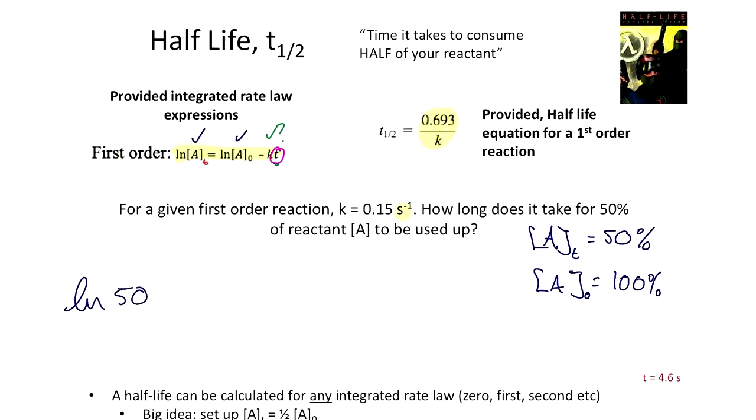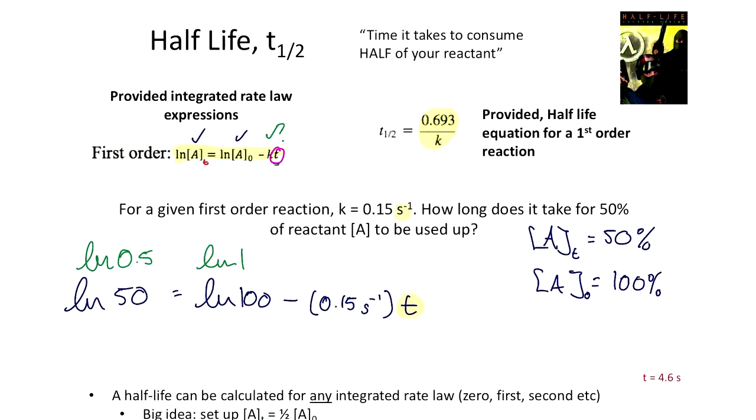It doesn't matter whether you put natural log of 50, natural log of 100. You could also do natural log of 0.5 and natural log of 1. You'll get the same answers. I just like big numbers. Minus k, which is given, so 0.15 seconds to the negative 1 times time. And so we can see beautifully that there is just one variable that we need to solve for.